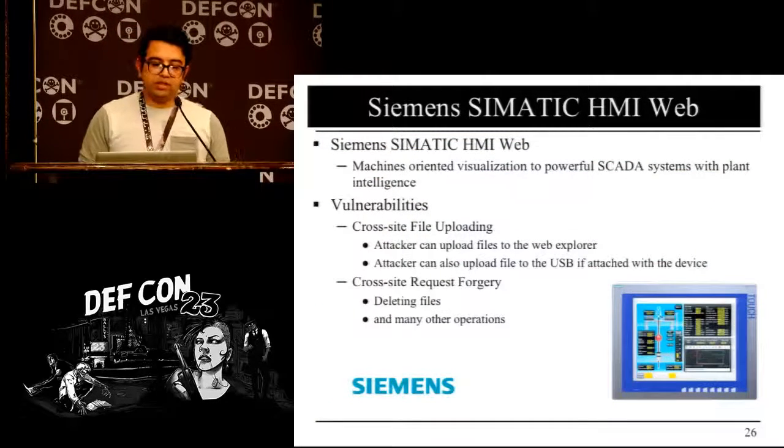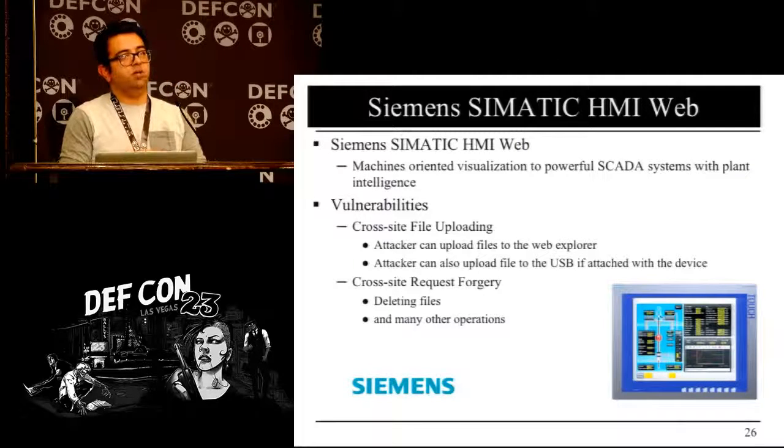Now, the next target is the Siemens SIMATIC HMI web. I personally like the vulnerability that exists in this web HMI, because this HMI provides an Explorer interface. When you click the Explorer interface, you will be presented with the directory listing of all the hard drives that are connected to it and any directories that are present on the server.